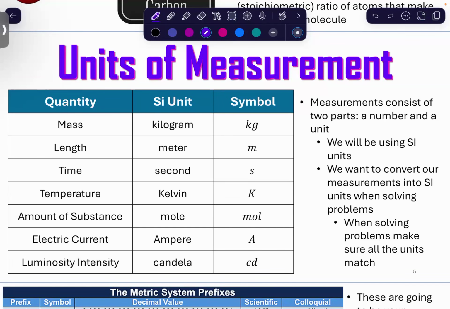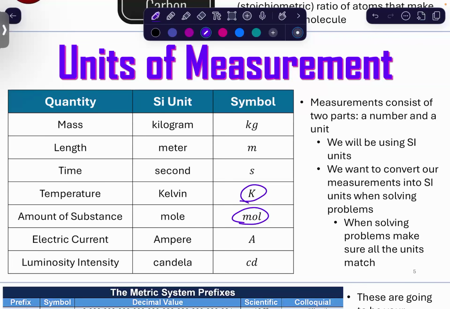Your mass is going to be your kilogram. Length will be your meter, times in seconds. Temperature in Kelvin. Now, I want you to pay attention. Don't ever call this degrees Kelvin, because it's not what it is. You have degrees Celsius, degrees Fahrenheit, but when you use Kelvin, it's just Kelvin. Amount of a substance will be your mole.